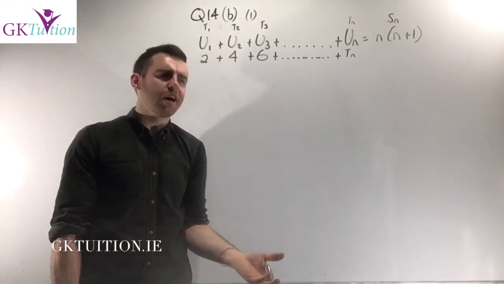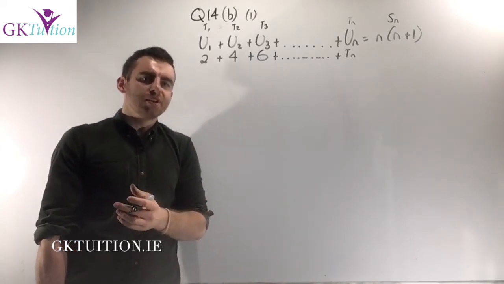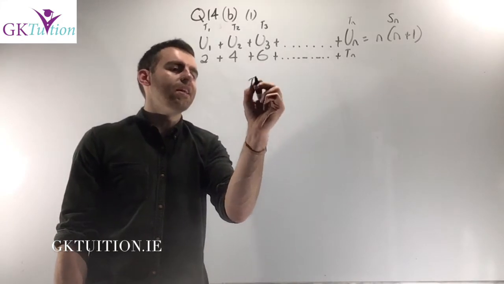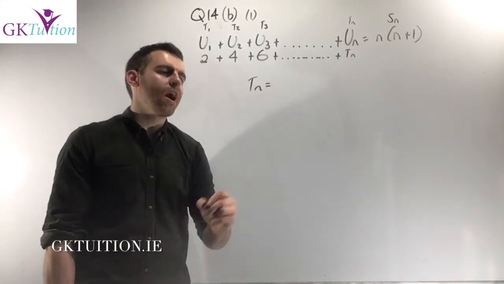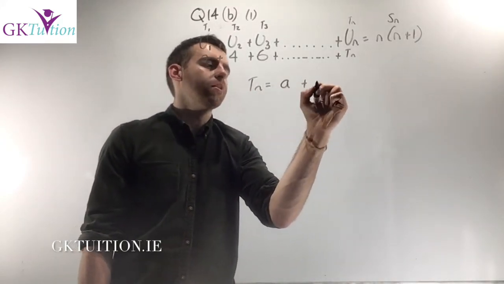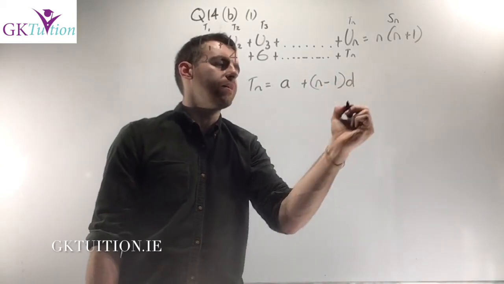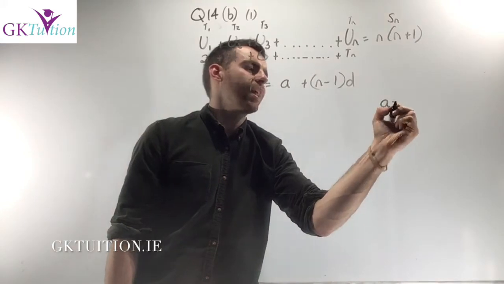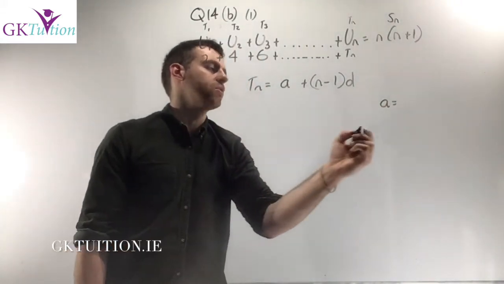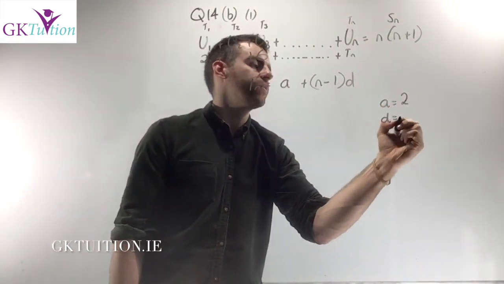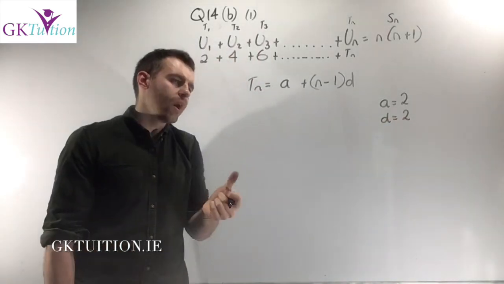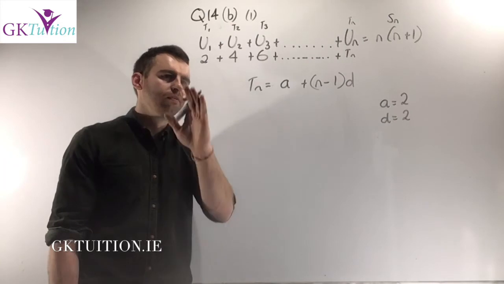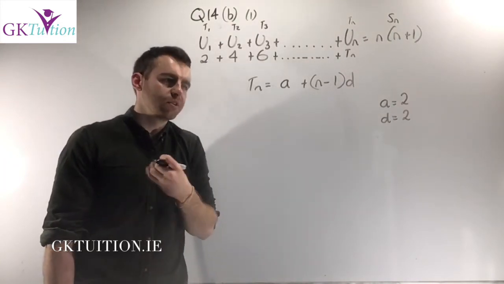Now this is going to be incredibly straightforward. If you go to the arithmetic sequences and series page in your maths tables, it tells you that Tn, the general formula for an arithmetic sequence, is a plus n minus 1 times d, where a is the first term and d is the common difference. In this case, a, the first term, is clearly just 2, and d, the common difference, is also 2. Once I know a and I know d, I can sub in and I'll be able to get the general formula for this arithmetic sequence in terms of n.